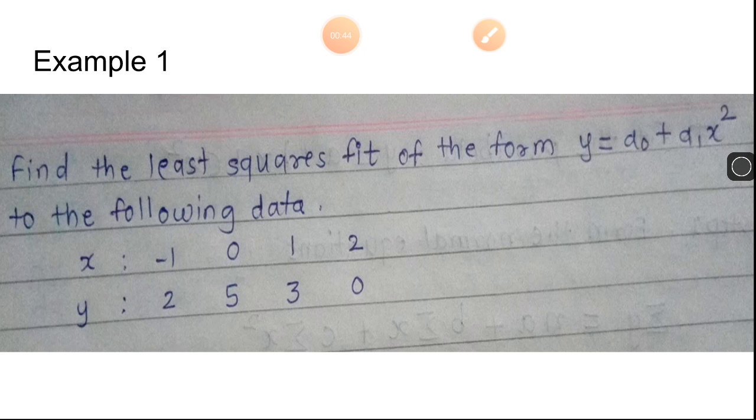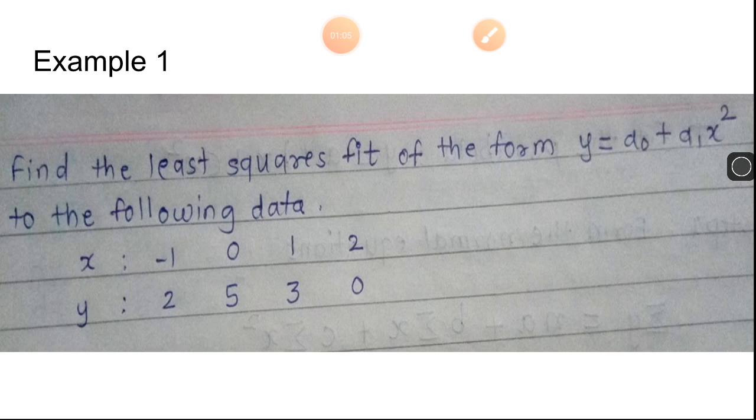So let us see first example. Find the least squares fit of the form y equal to a naught plus a1 x square to the following data. The values of x are -1, 0, 1 and 2, and the values of y are 2, 5, -3, 2, 5, 0 and 3.